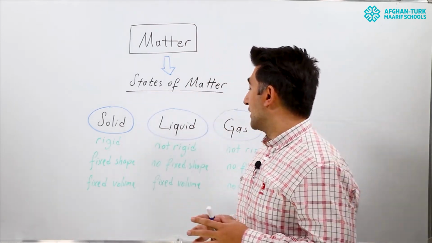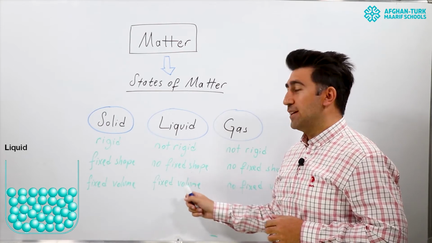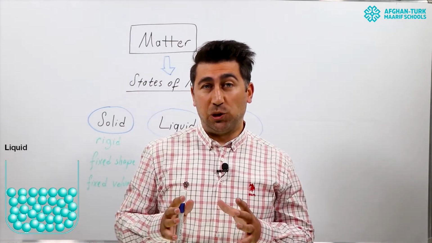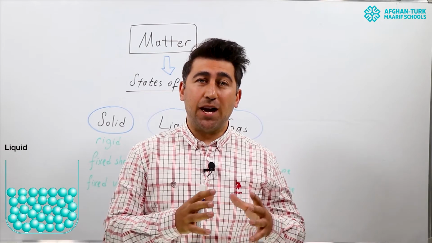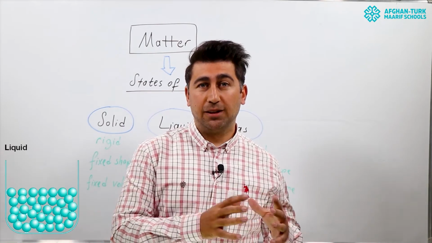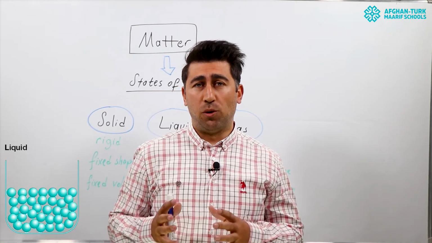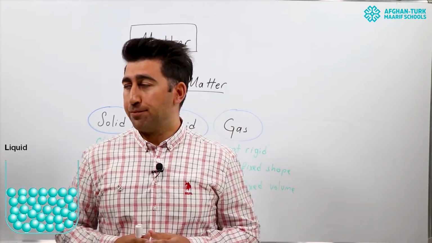How about liquid? Liquid is not rigid, no fixed shape, but fixed volume. In liquid, the particles are almost close as in solids, but even though they don't have definitive shape, they have definitive volume. For example, water, oil, juice, milk, and etc.